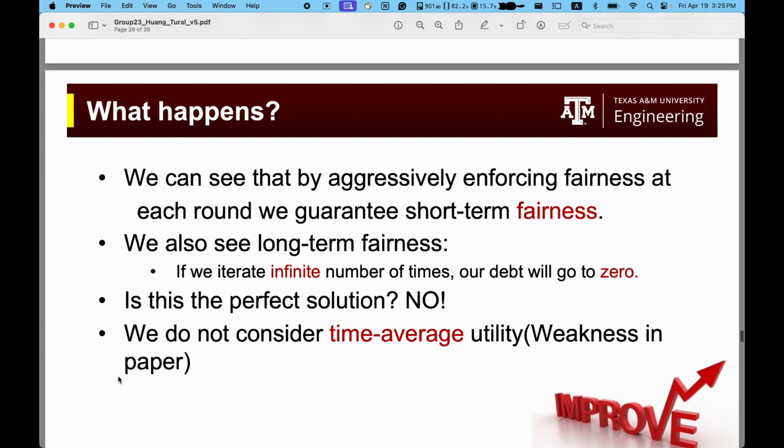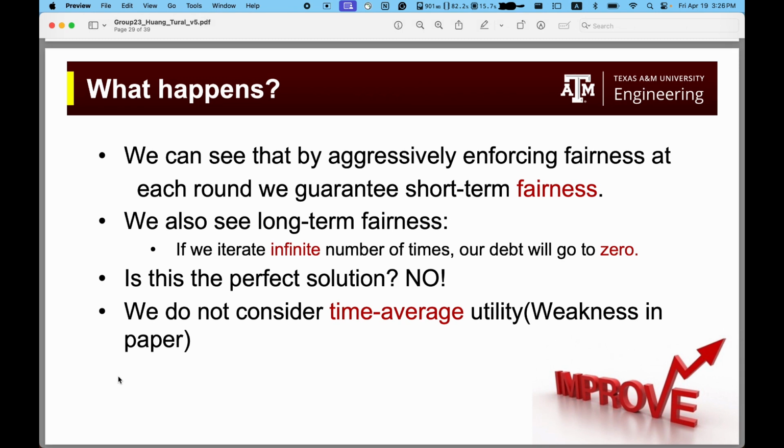So we see that after making these adjustments, what could happen? We are basically aggressively enforcing fairness, because in the first round we only choose the ones who are not satisfied, meaning the weak workers, and that ensures us, intuitively, you can see that it guarantees short-term fairness. That's the first thing we achieve. We achieve the fairness right away.